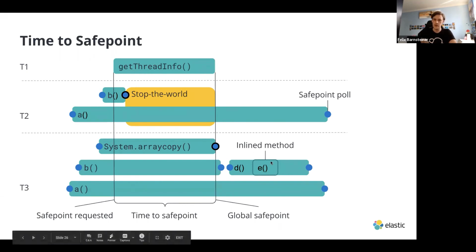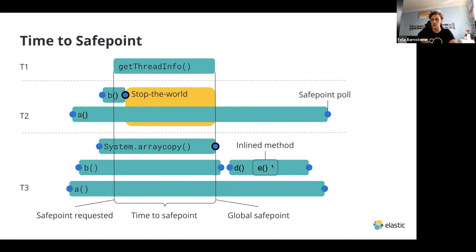Then there can also be, as I told you, inline methods. So the just-in-time compiler has decided it's more efficient to inline the method E into method D, and then we also lose the safepoint poll in that process.